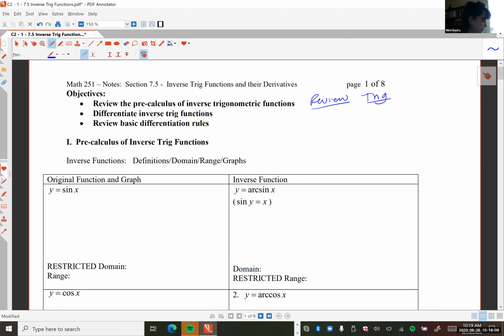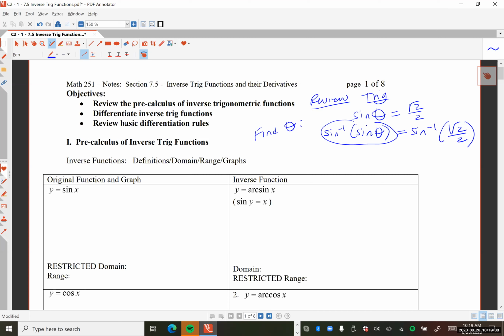In a trig class, you probably saw something like, hey, kiddies, sine of theta is square root of 2 over 2. Find theta. And in your trig class or pre-calc, they probably said, oh, this is not a problem. You're just going to take sine inverse of both sides of the equation. Does this look familiar? Yes.